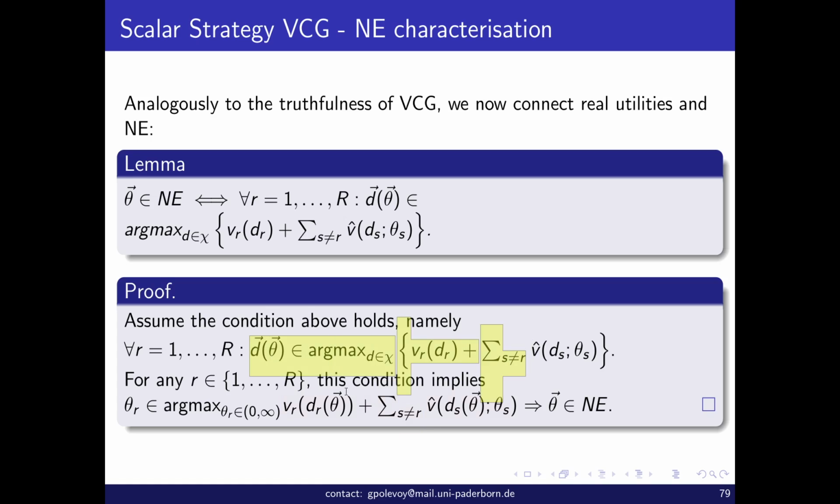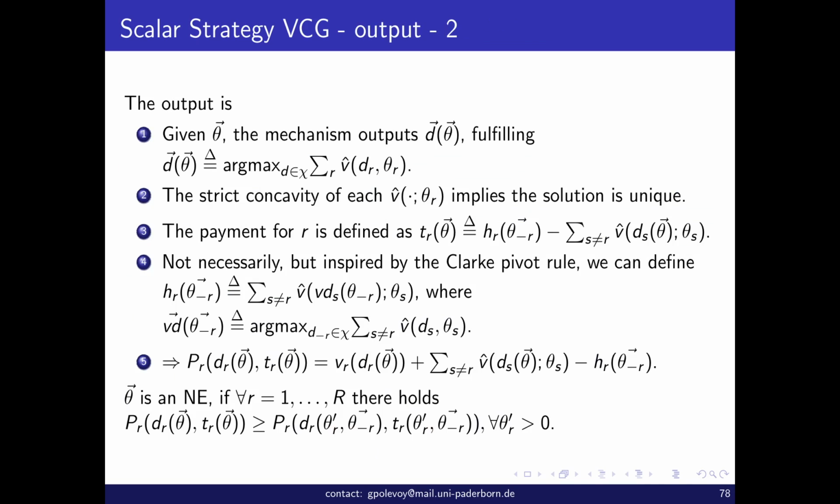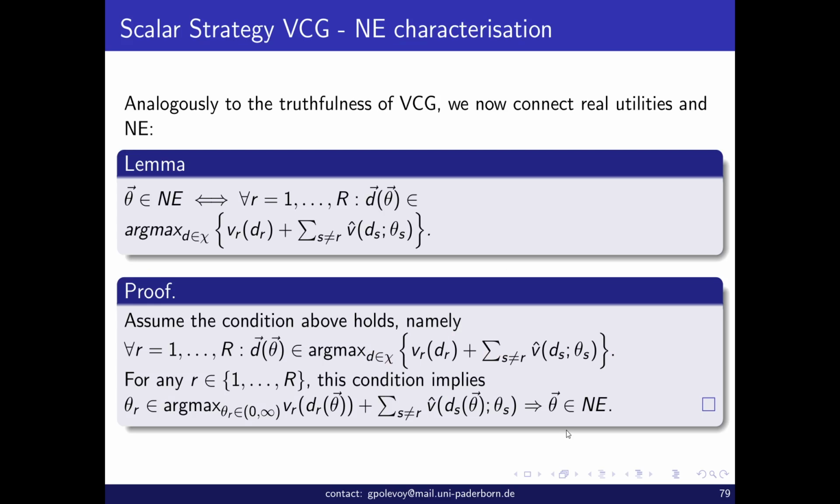If that happens, then this happens. And that is exactly, by the definition, the best you can do in order to maximize your utility, recalling that h_R does not depend on what you do. So that's a Nash equilibrium. So assuming that the condition above holds, we prove that theta is a Nash equilibrium.